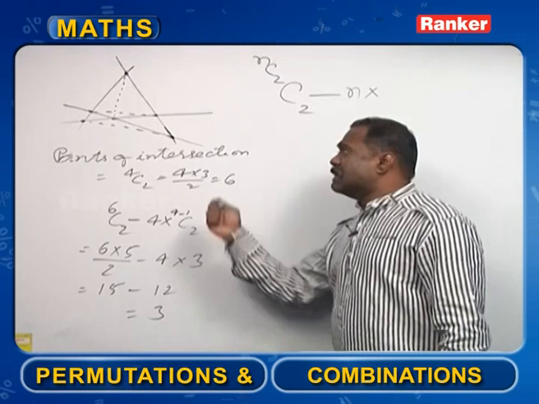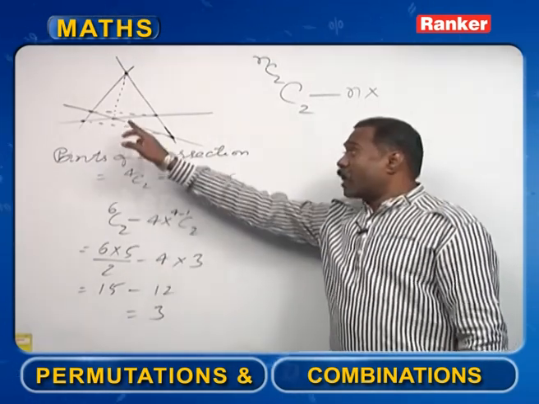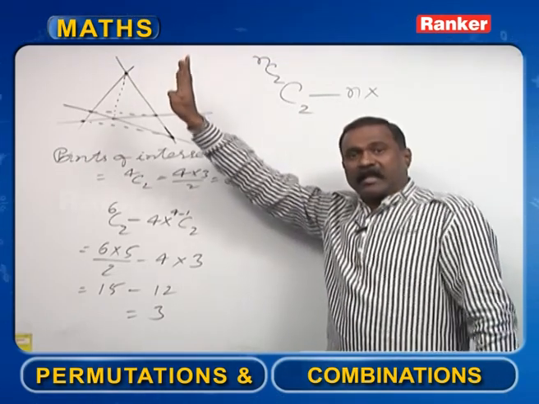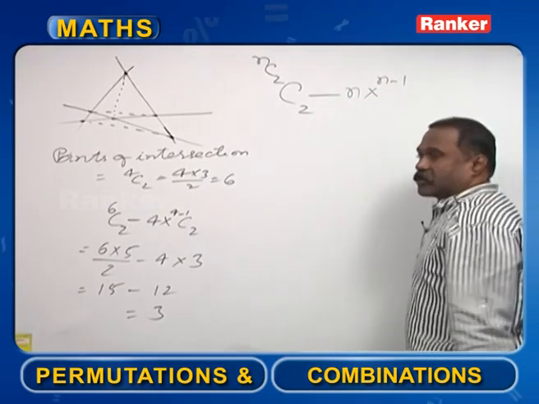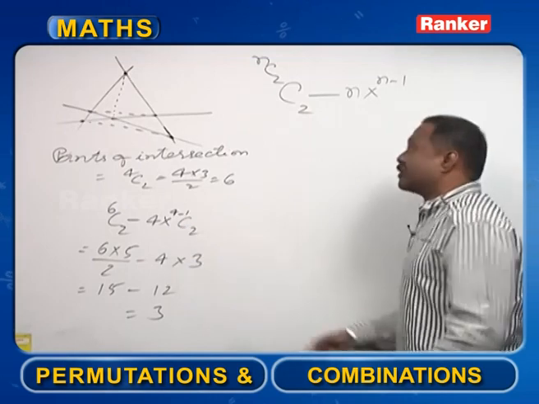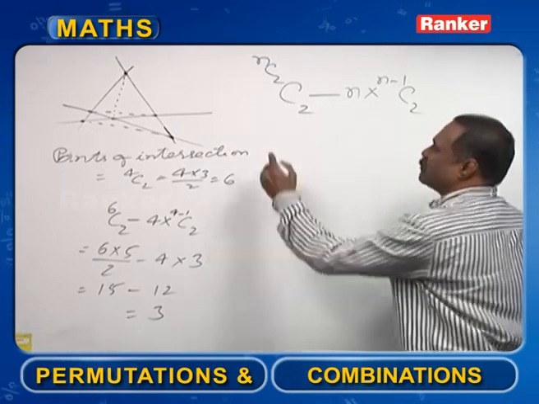Each line intersects the remaining lines. That means because 4 lines are there, this line intersects the remaining 3 lines. That means n lines will intersect n minus 1 lines. And from that, how many points are to be chosen? (n minus 1)C2. This is to be simplified now.